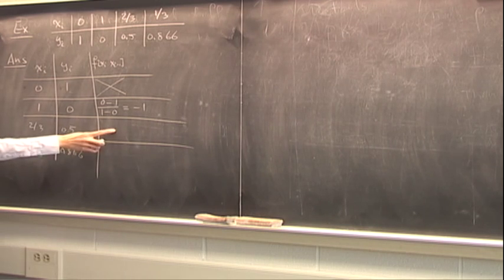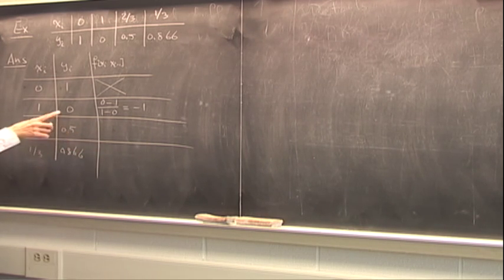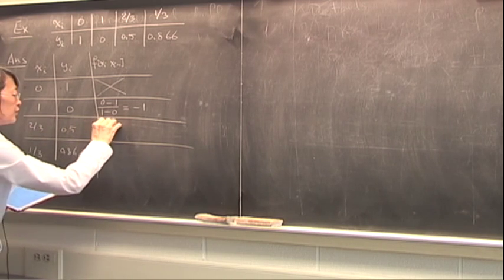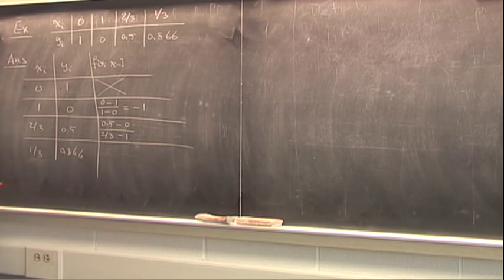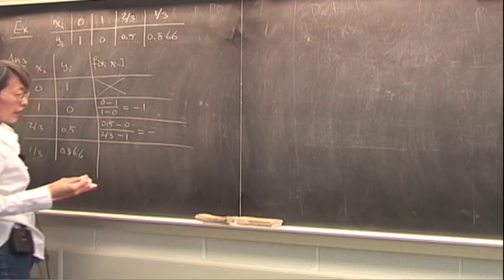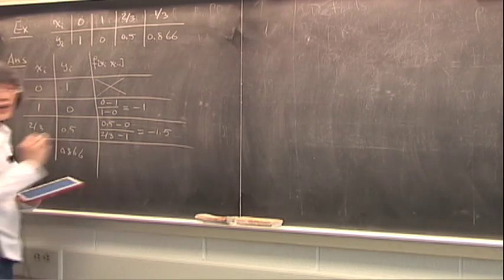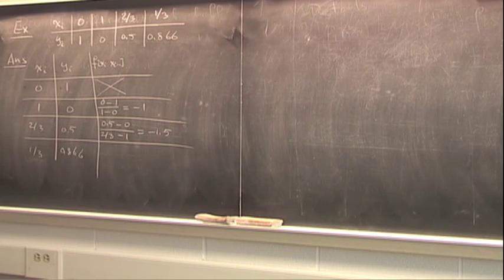And then how do I fill in this number? 0.5 minus 0 over 2/3 minus 1. Is that clear? So 0.5 minus 0 and 2/3 minus 1. So you get 0.5 up there, you get -1/3 down, which gives you -3/2, so -1.5. Okay? And then the last one will be 0.866 minus 0.5 over 1/3 minus 2/3. Is that clear?